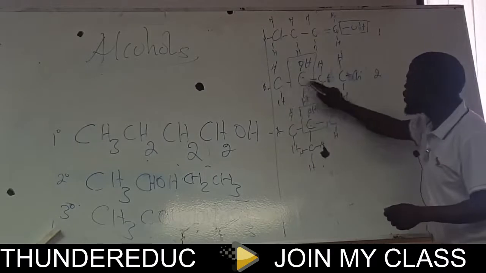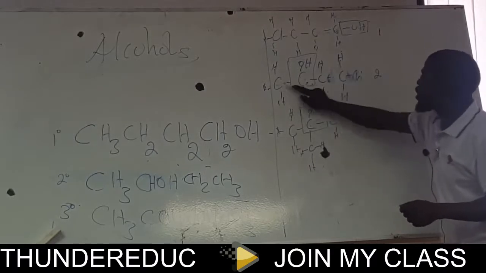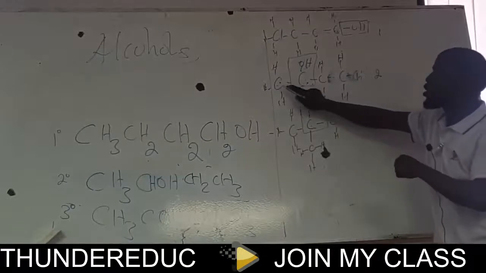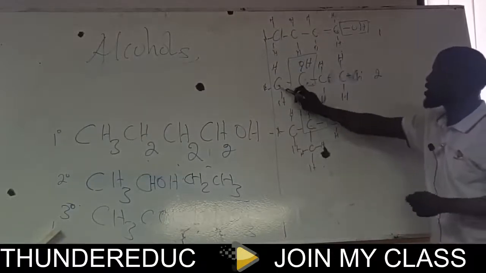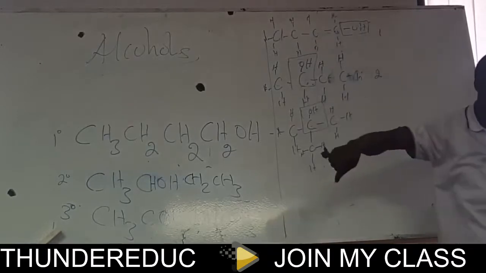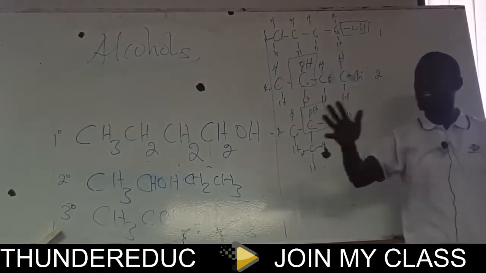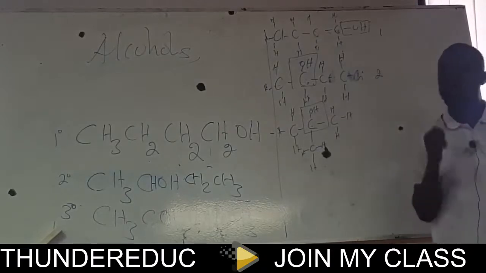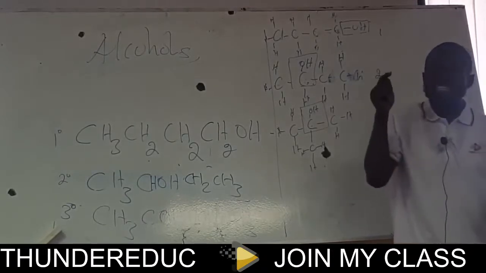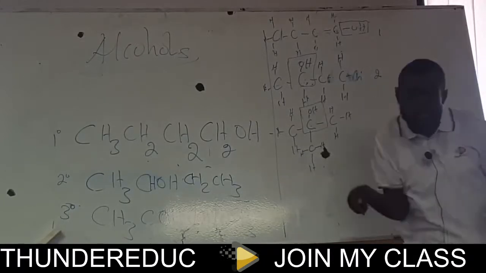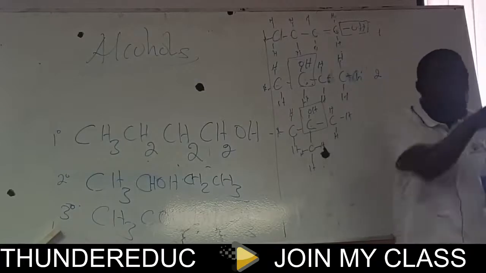While here, 1, 2, 3, 4, it is on carbon atom number 2. While this one, 1, 2, 3, is number 3. Because 2 is less than 3, we say 2. So this one is going to be 2-ol, while this one is going to be 1-ol. You see that the position of OH is different. So note this: changing a primary alcohol into a secondary alcohol makes a positional isomer.